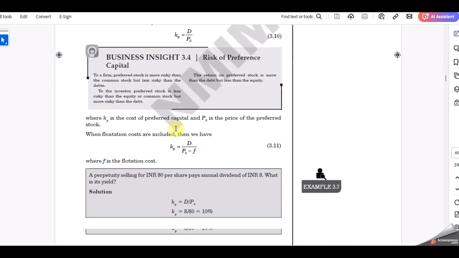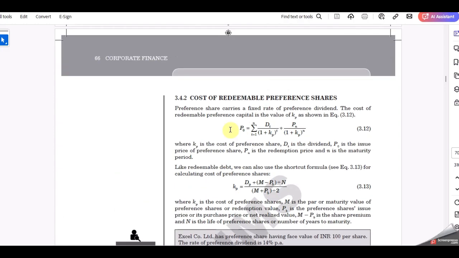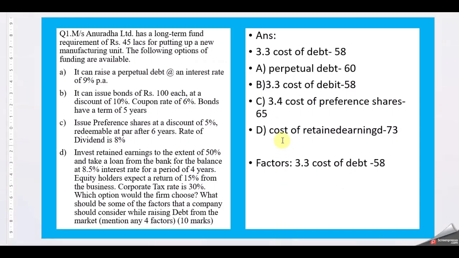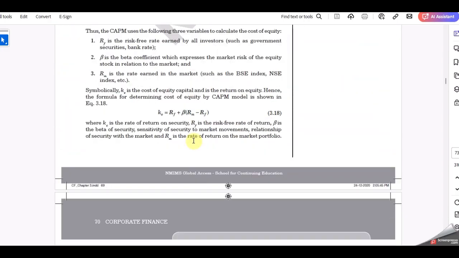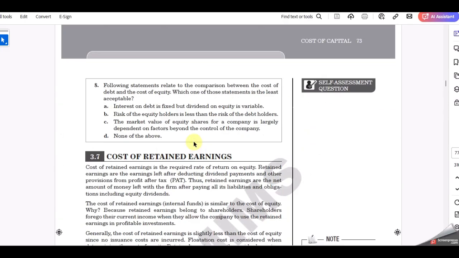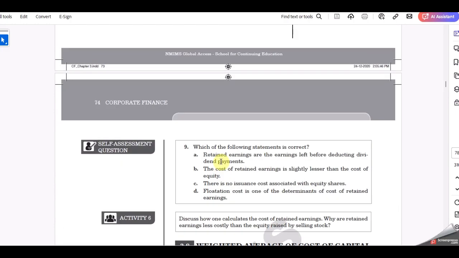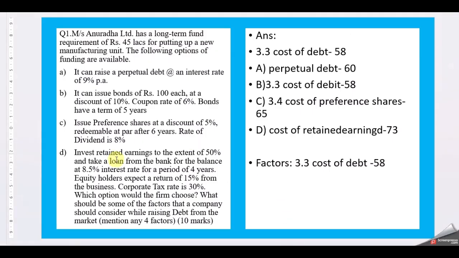Cost of preference shares here. So focus on these illustrations, then it will be easy for you to answer the question. And don't forget to mention the formulas and step-by-step solutions. Then for D, cost of retained earnings is on page number 73. Cost of retained earnings. Again, you can see a little illustration here about the problem. You can take help of this to solve the problem mentioned here. So for the factors, again, we can go back to the same page 58 to write down the factors.